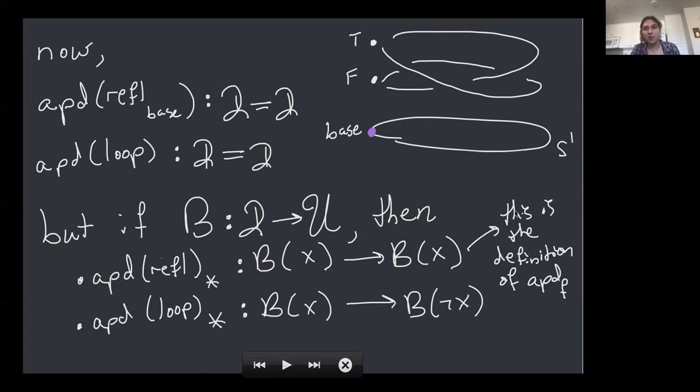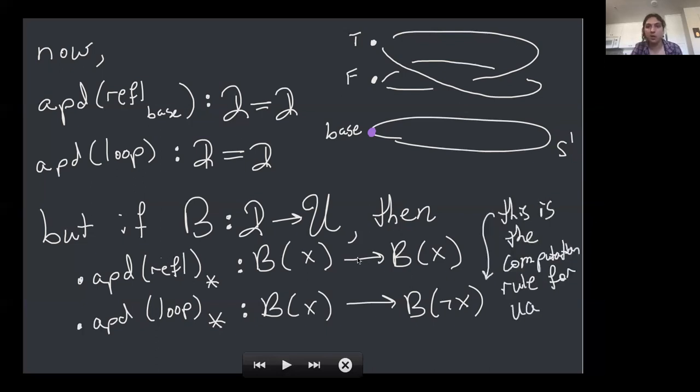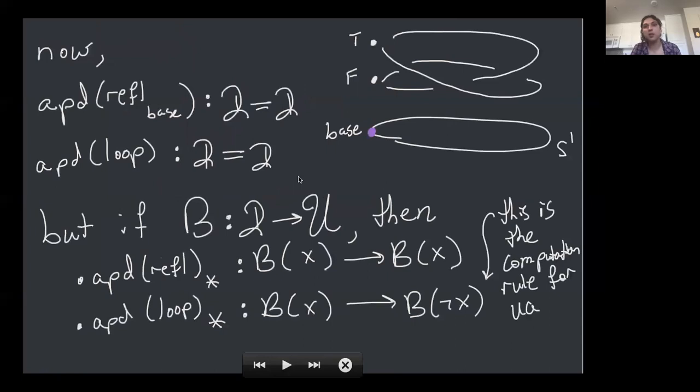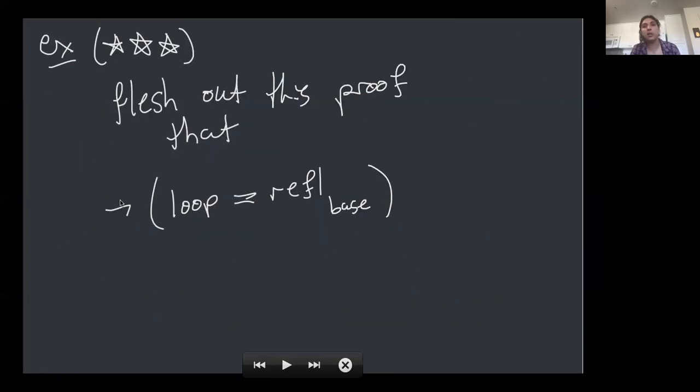Okay, so the first one is just the definition of the action on paths. If you go through the definition of path induction, it tells you what to do to REFL. That's the computation rule. And this thing on loop is the computation rule for univalence. Again, you know what transporting along a path given by univalence does: it exactly applies the equivalence. So a slightly tricky exercise: flesh out this proof. Can you take this argument and turn it into a proper proof that it's not the case?